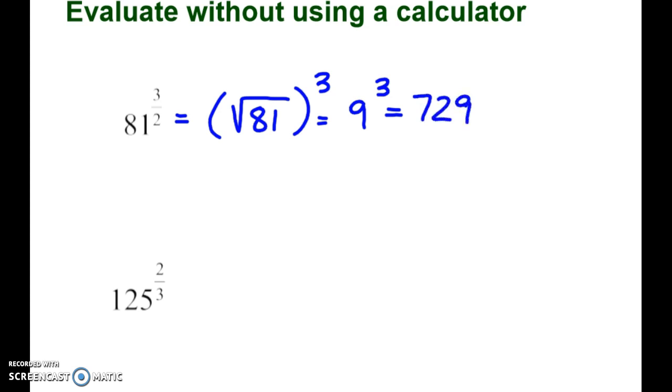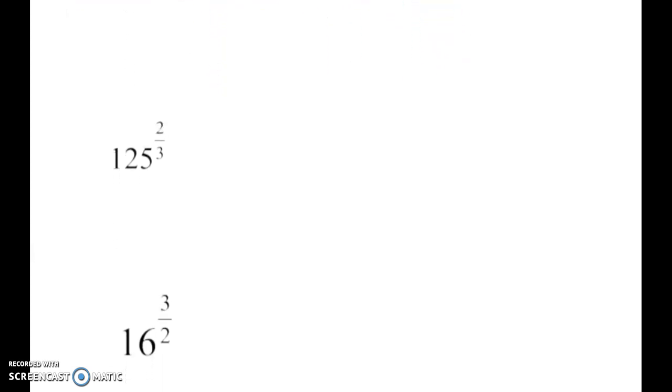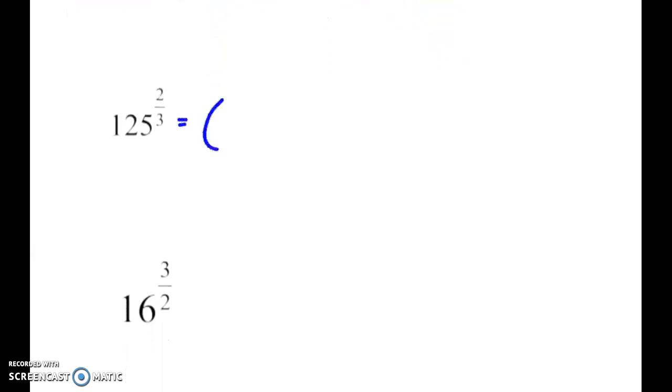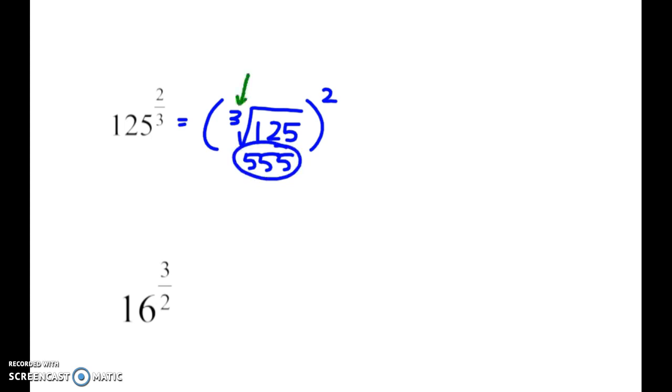So the key is that when you rewrite these, you want to make sure that you put the radical on the inside. So cubed root of 125, and that 2 that it's raised to goes on the outside. We'll worry about that later. The cubed root of 125, if I break that down, I get 3 5s. So there's my group of 3 things because I'm looking at the cubed root. And I end up with 5 to the second power. 5 times 5 is 25.